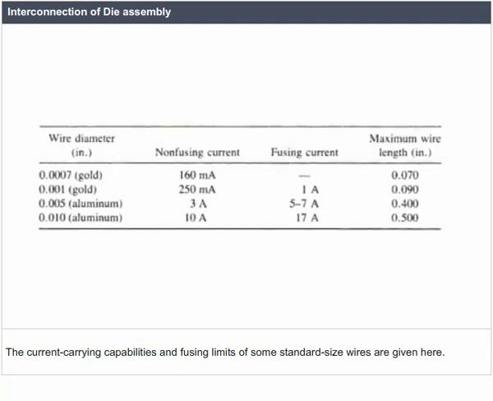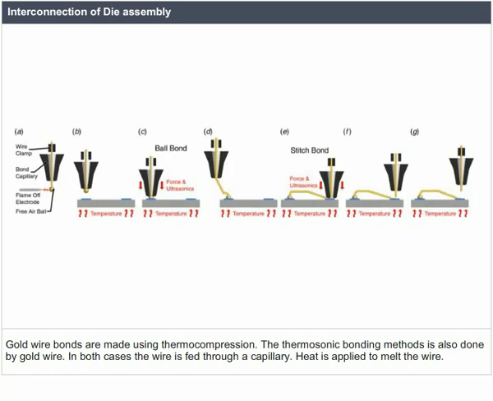Gold wire bonds are made using thermocompression. The thermosonic bonding method is also done with gold wire. In both cases, the wire is fed through a capillary. Heat is applied to melt the wire.